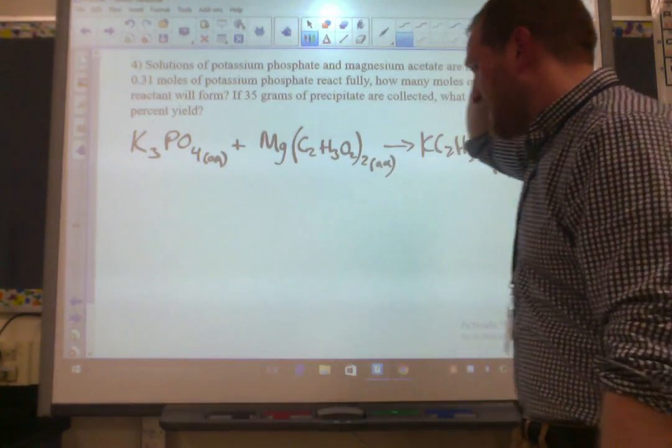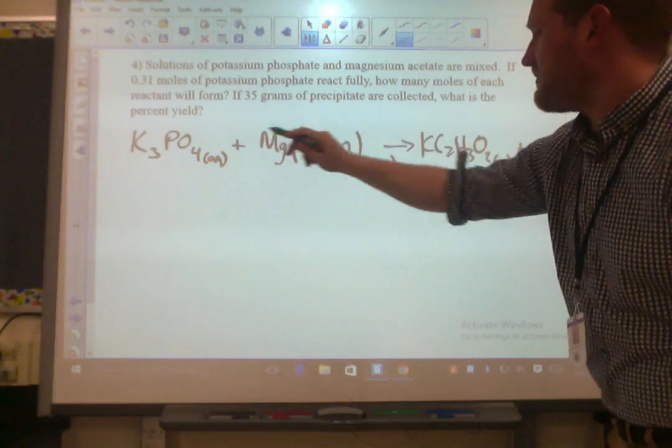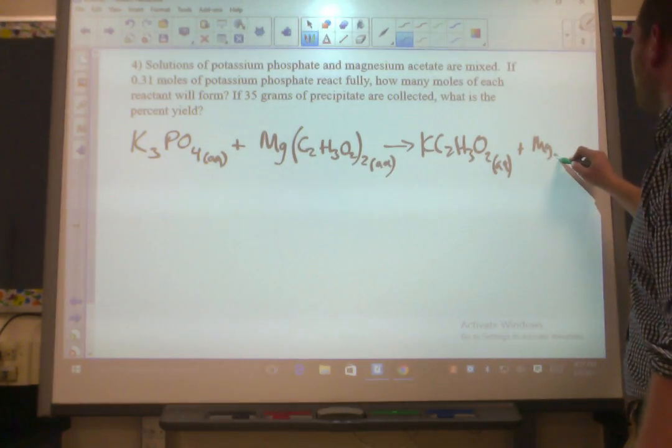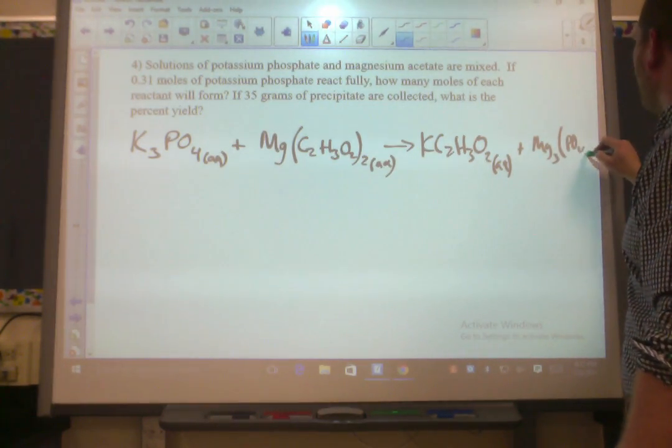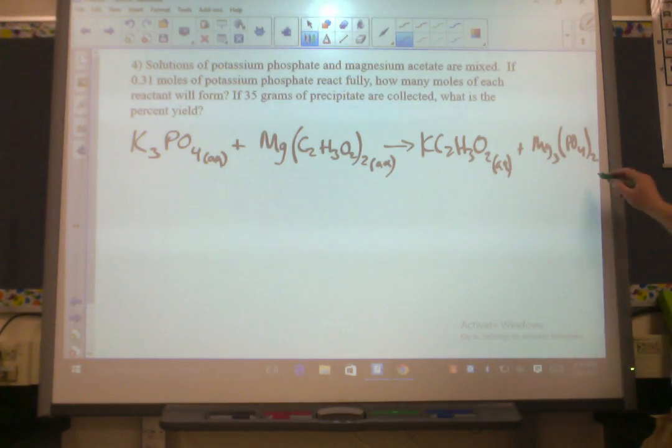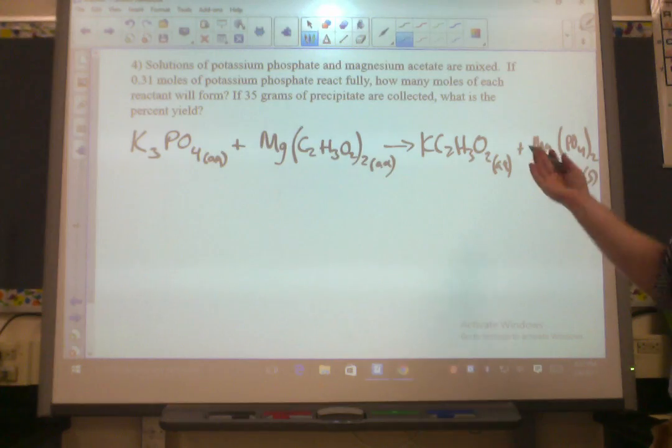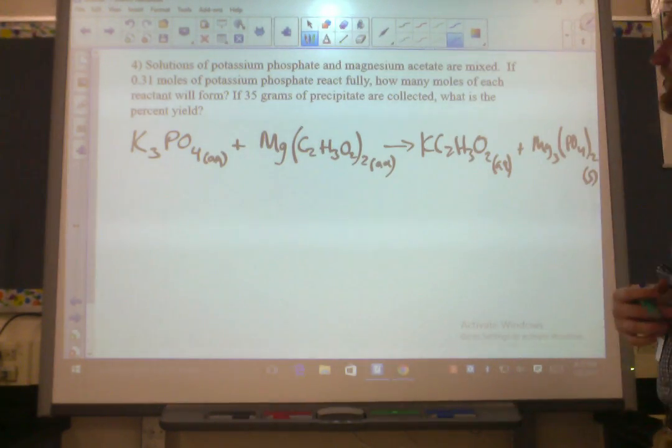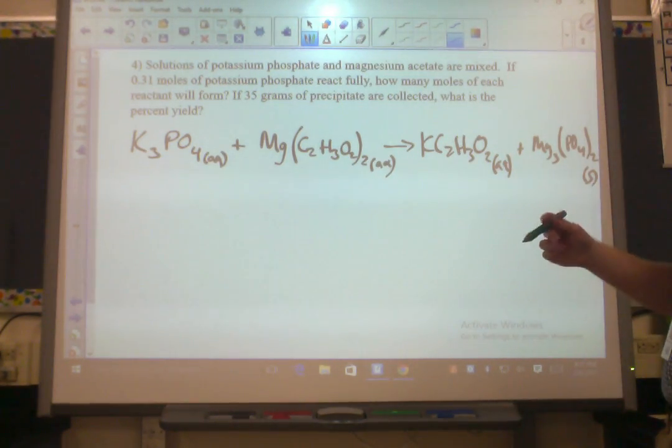Magnesium is going to bond with phosphate. So 2 plus 3 minus gives me Mg3(PO4)2. And I know that one's going to be solid. You look it up on your chart, it's going to be solid. So this reaction will take place. Let's work out the coefficients, the balancing.